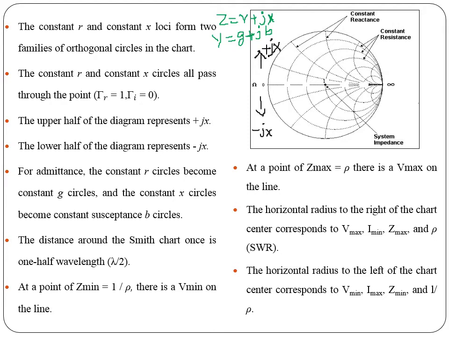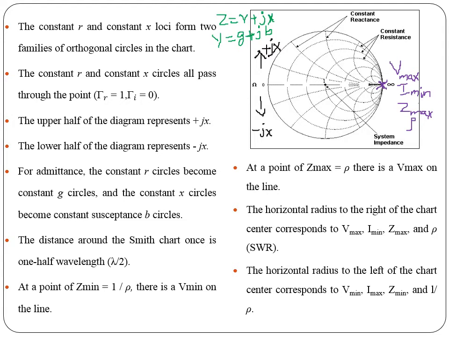The distance around the Smith chart once is 1/2 wavelength, that is 0.5 lambda. The horizontal radius to the right of the chart center corresponds to Vmax, I minimum, Zmax and standing wave ratio.